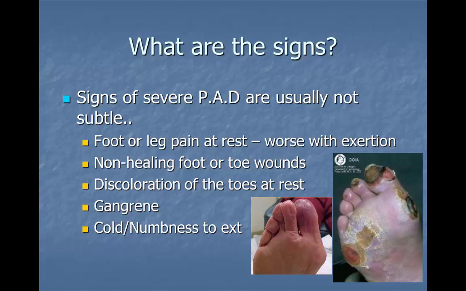Claudication is a manifestation of exercise-induced reversible ischemia. It's very similar to when the patient has angina pectoris, that is induced by exercise and relieved by rest. As peripheral artery disease progresses, the distance that can be walked without symptoms may decrease, and patients with severe peripheral artery disease may experience pain even at rest, and that reflects irreversible ischemia.